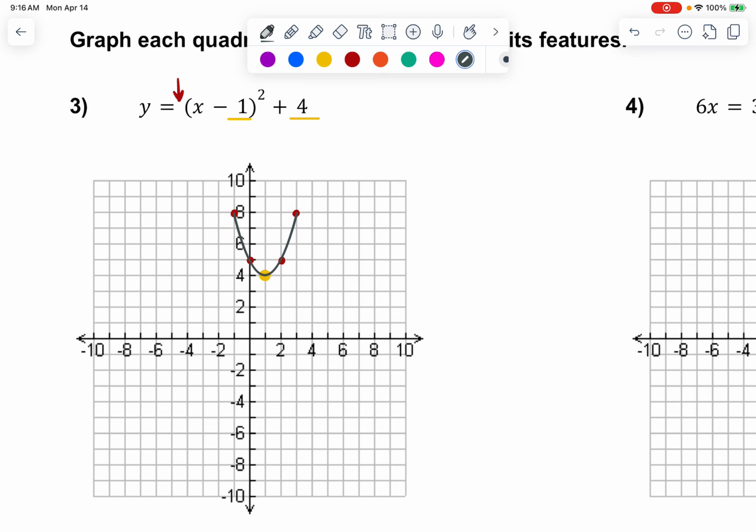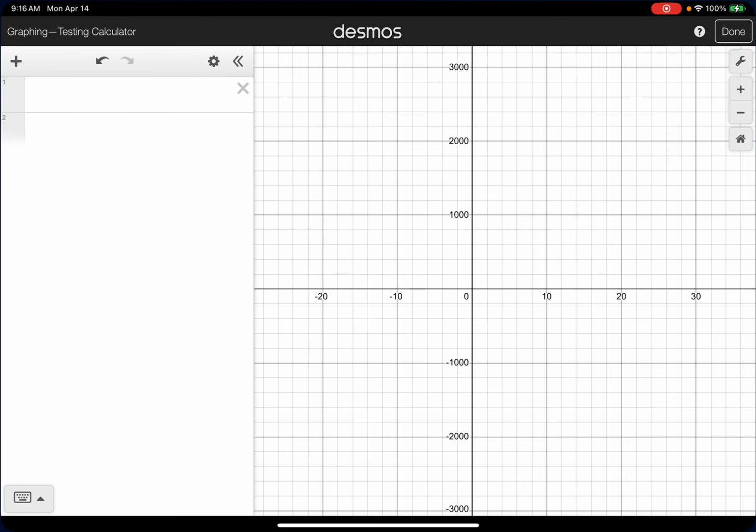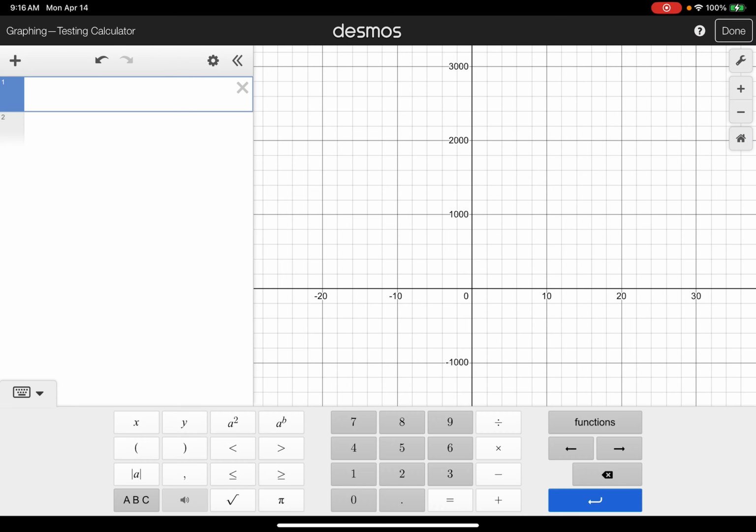There you go, if it'll let me. All right. And again, your drawing doesn't have to be perfect, right? But again, go to Desmos. Here we go. Let me just hop over to Desmos really quick. All right, I can totally type that in. x minus 1 parentheses squared plus 4.